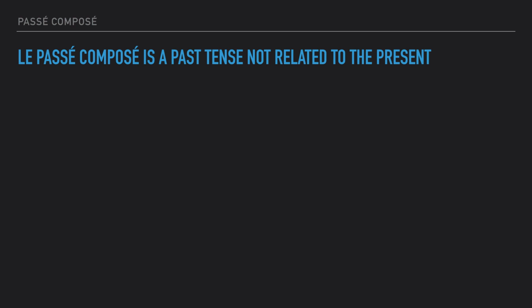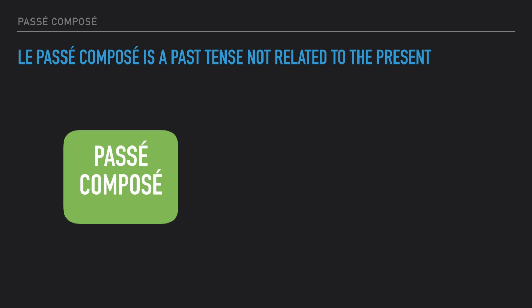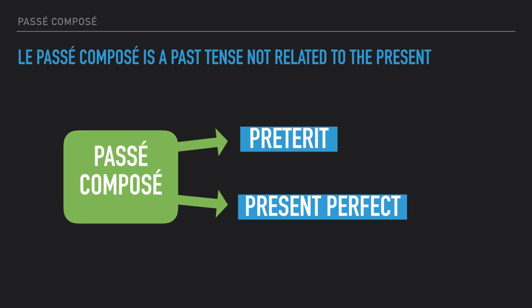So let's start to say first le passé composé is the past tense, not related to the present, speaking about a fact, an event, but we don't really are interested in the duration of this event. So it's just to speak about a fact, an event in the past. For this reason, le passé composé in French may be the translation of the English preterite, but also the English present perfect when it is not related to the present. So two tenses in English and one in French.